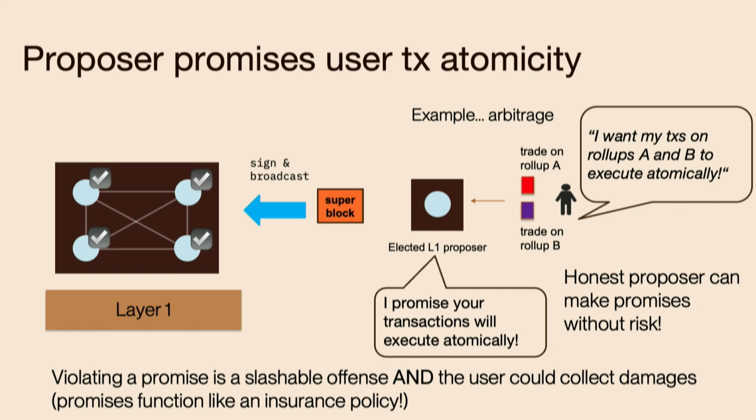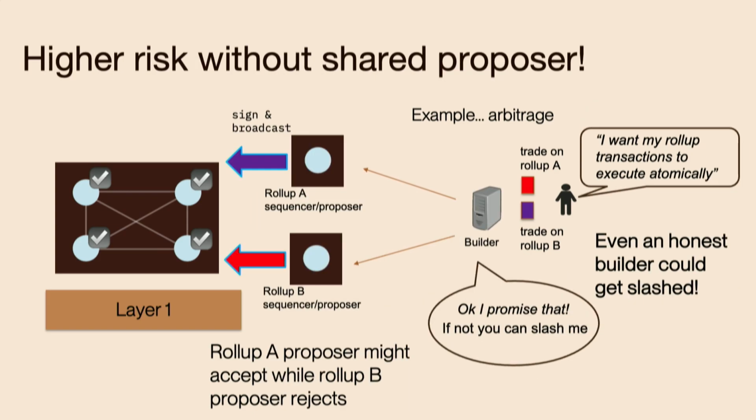Now, this doesn't give the user the same exact protection it has when just atomically taking advantage of arbitrage between two AMMs that are on the Ethereum L1 itself, or on the same rollup VM itself, but it's still quite powerful because the promise that the L1 proposer gives is slashable. Right? Violating a promise is a slashable offense, and even the user could collect damages. So promises function almost like an insurance policy. And importantly, the honest proposer can make these promises without any risk, so it can offer very low-cost insurance.